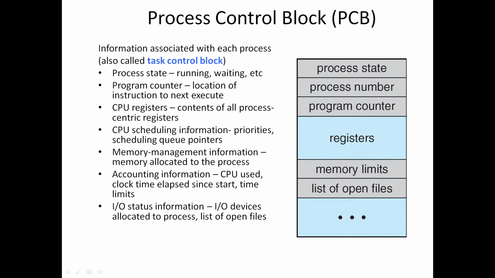Then we have CPU scheduling information. Whenever you have more than one program and only a single CPU is available, the scheduler will select which program is to be executed next. That is called CPU scheduling. Then we have memory management information: the memory that is allocated to the process. Accounting information: how much CPU time is used, the clock time, start time and time limits. Then IO status information: the different IO devices allocated to the process.